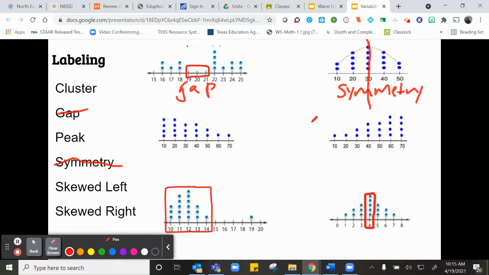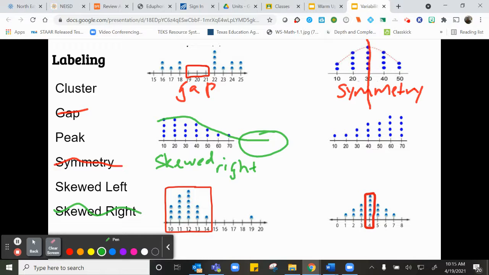All right, the next two are examples of how the graph is skewed. So what I said in the last slide was to follow the tail. So I'm going to draw a little line going down. Well, here's my tail here. What direction is the tail going? The tail is going to the right, so this is skewed right. All right, on the next one, I'm going to draw a little line following it. I see the tail is going to the left, so this is skewed left.